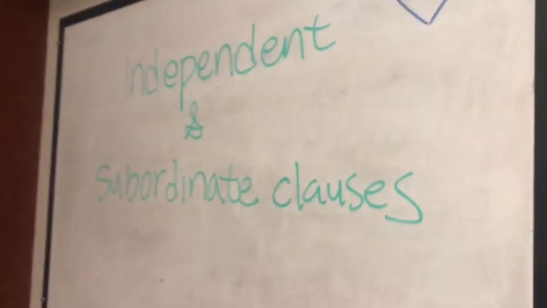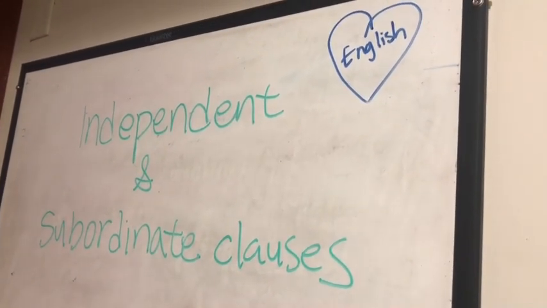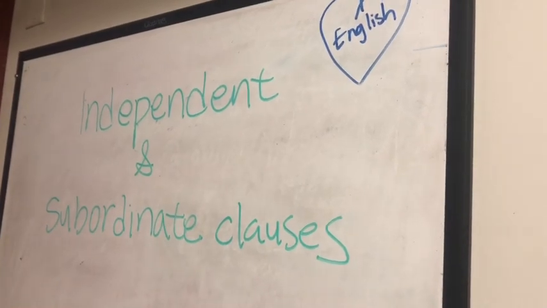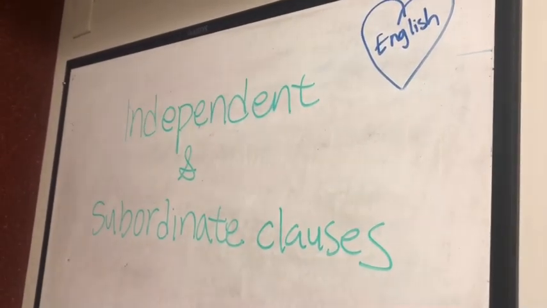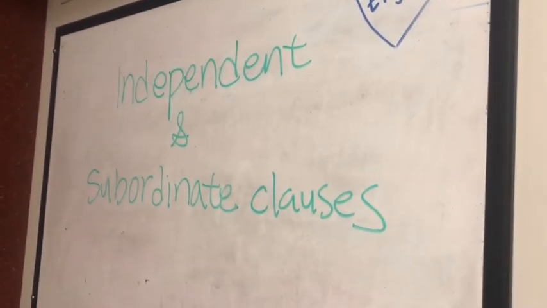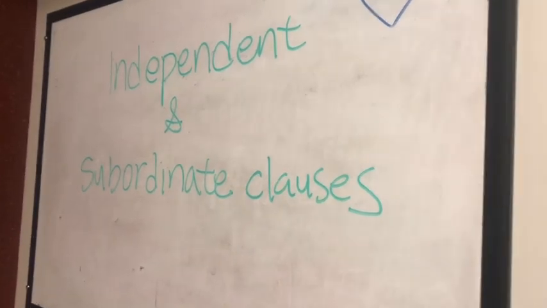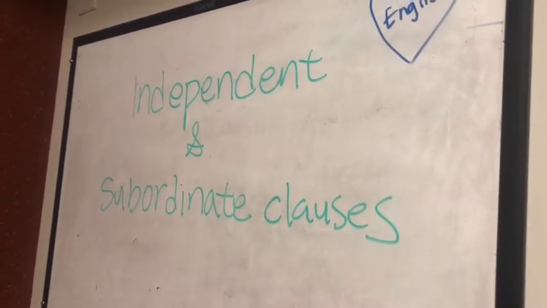Knowing the difference between independent and subordinate clauses is important to understand sentence structures and to avoid fragments. When you want to use commas or semicolons in sentences, and when you are concerned about whether a sentence is or is not a fragment, a good way to start is to be able to recognize dependent and independent clauses.